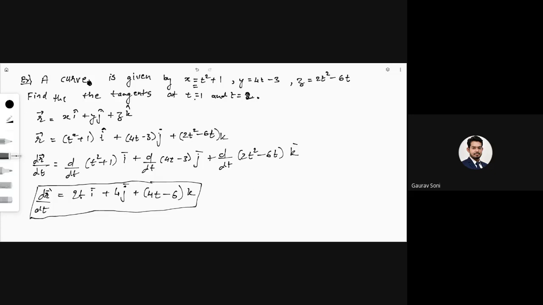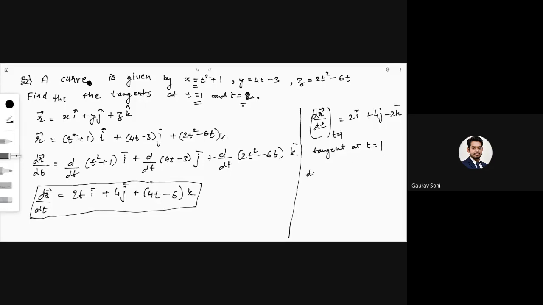Now I need the tangent at t equal to 1 and t equal to 2. So if I want a proper tangent, I should put the values. So dr bar by dt at t equal to 1. We'll get the first tangent, that is 2i plus 4j minus 2k. This is the tangent at t equal to 1.